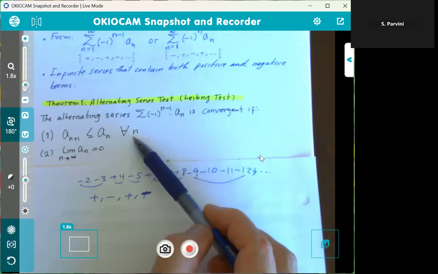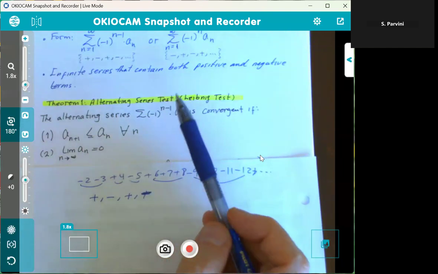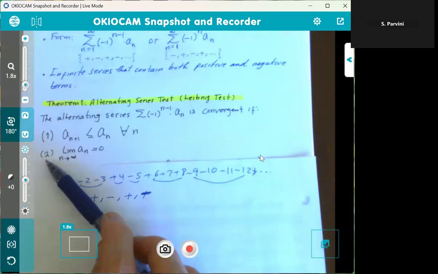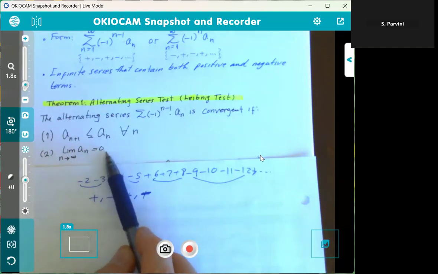And remember, n is a set of natural numbers. We're working with series here. We defined a lot of these earlier in the lectures. Number two of the alternating series test: the limit of the nth term has to be 0.